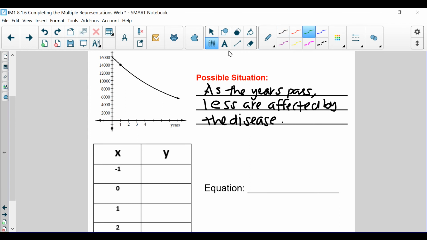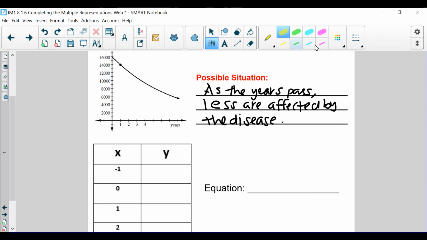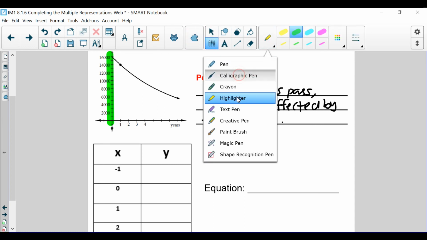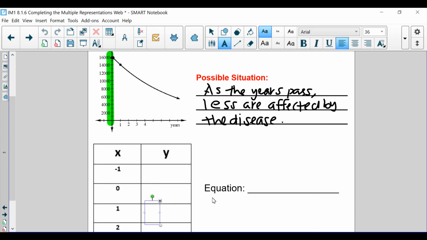Okay, so looking at our graph, we have our y-intercept. And I'm going to go ahead and highlight our y-intercept. Remember, this is our y-axis, right? Let's try that again. There we go. Our y-axis, and we've got to figure out what our y-intercept is. Our y-intercept is going to be this point right here where it crosses the y-axis, which is there. And that point is 16,000. So we're going to write that.